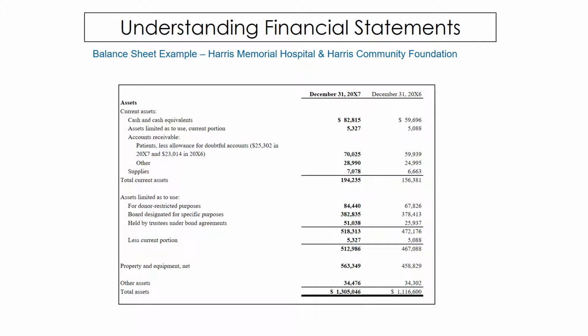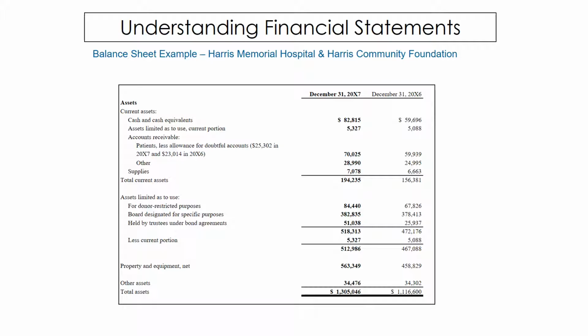Example of a balance sheet for Harris Memorial Hospital and Harris Community Foundation. Excuse me. So here we have our current assets. So this is, again, what do we own in a hospital? We have our cash and cash equivalents of 82, we'll just say close to $83,000. We have assets that are limited in our use, so they can only be used for specific things. About $5,300 in 2017, we'll say.